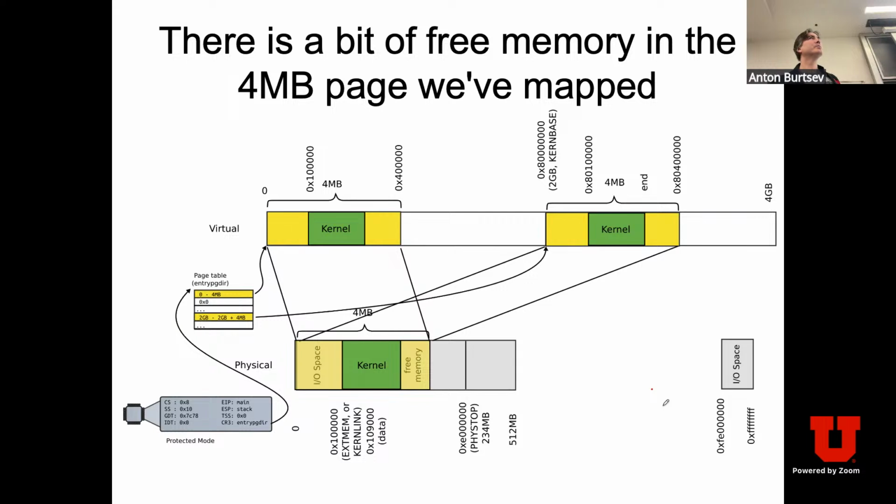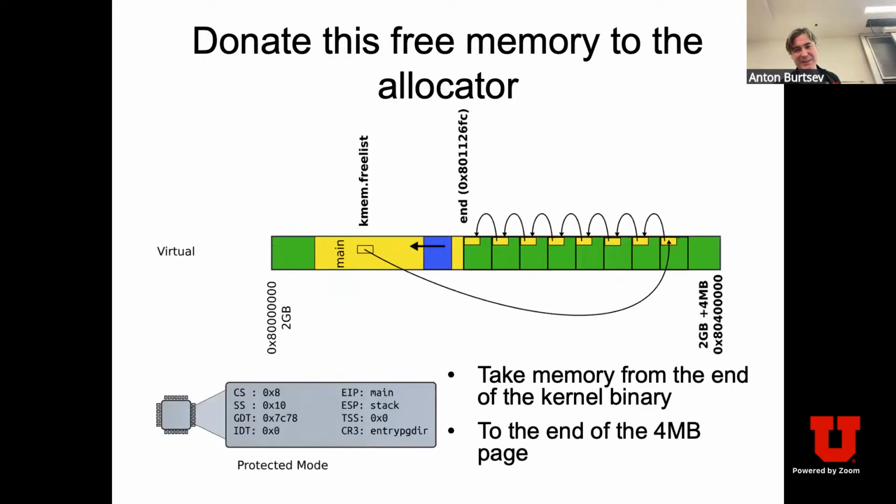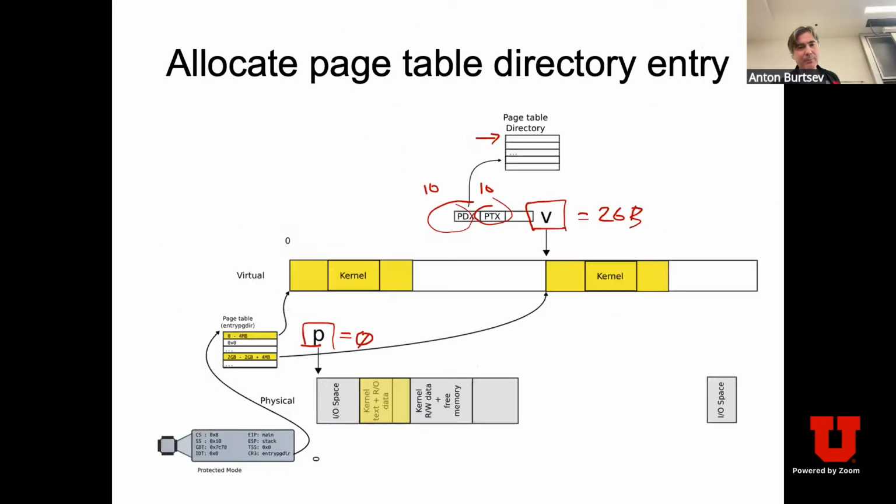But each table doesn't fully map every 4 kilobyte page in the whole physical memory, because otherwise the page table will take up like most of physical memory. Actually, it does. Let me explain. And again, multiple choices are possible.